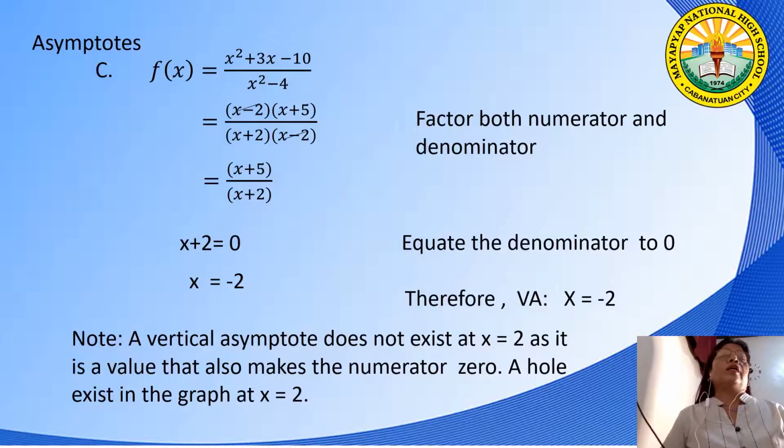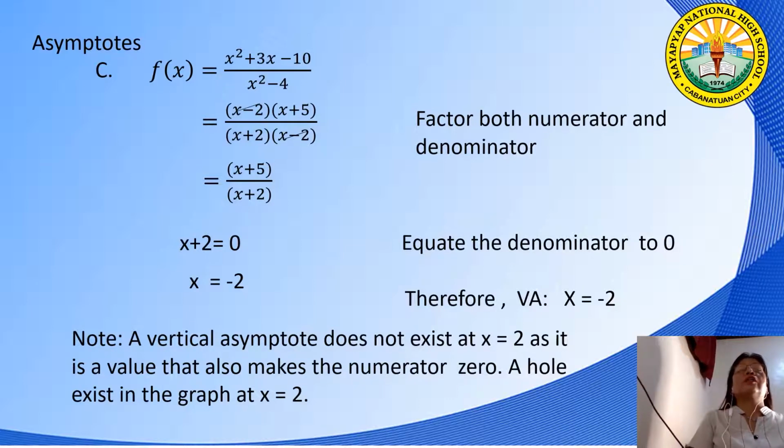Note that a vertical asymptote does not exist at x equals 2, as it is a value that also makes the numerator 0. A hole exists in the graph at x equals 2. So if you are going to plot that in a Cartesian plane, if x equals 2, it does not exist, meaning you are going to put a hole. A hole exists in the graph at x equals 2.